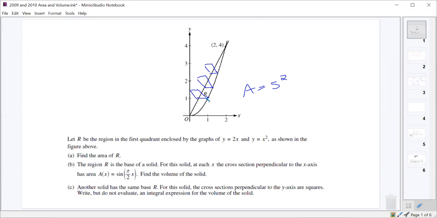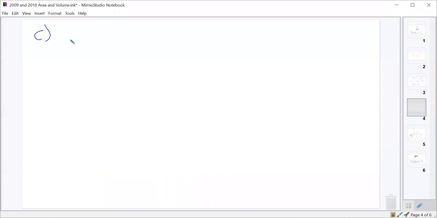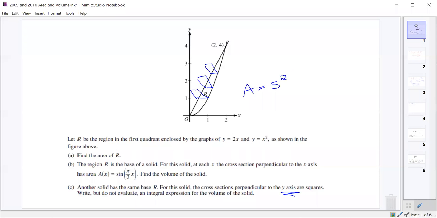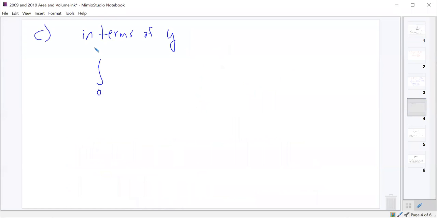So all we need to do is figure out what the length of one of these sides is. But since they're perpendicular to the y-axis, part C has to be done in terms of y. So it should be an integral from the lowest y value of 0 to the highest y value of 4 of the side squared dy. And no points for getting that. What you need is the actual values of the side.